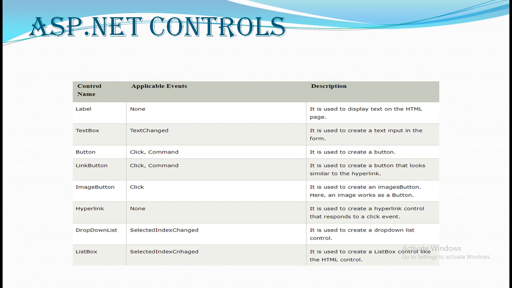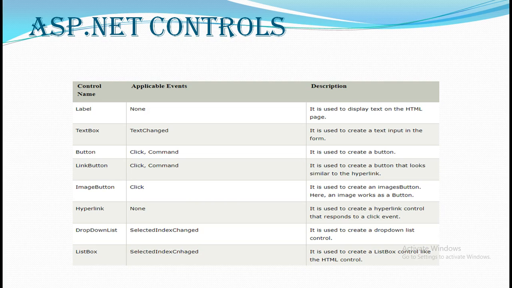ASP.NET controls. Control name, application event, description. Label, none. It is used to display text on the HTML page. Text box, text changed. It is used to create a text input in the form. Button, click and command. It is used to create a button, link and command. It is used to create a button that looks similar to the hyperlink. Image button, click. It is used to create an image button. An image works as a button.